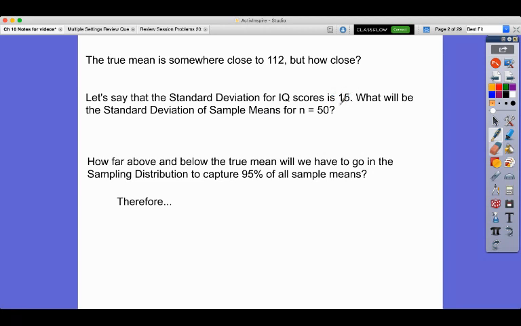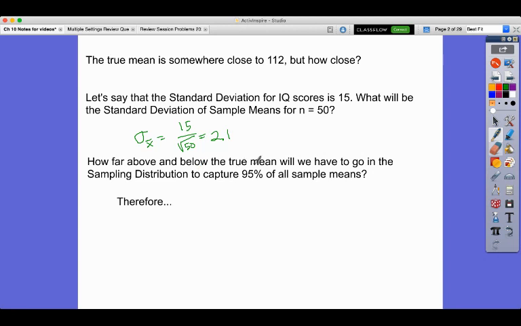So let's look at the standard deviation of IQ scores. This is actual real life. Standard deviation of all IQ scores is 15, okay? What will be the standard deviation of sample means if we take all possible samples of size 50? So we're talking about the sigma of x bars would be sigma divided by the square root of n, like we saw in the last unit. And so the standard deviation of sample means of size 50 should be approximately 2.1.